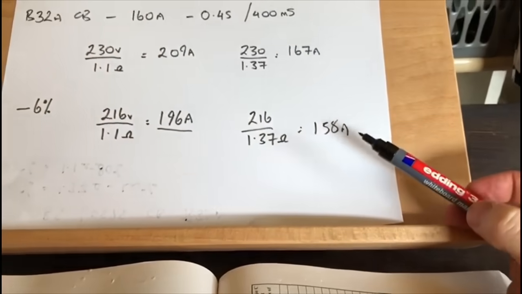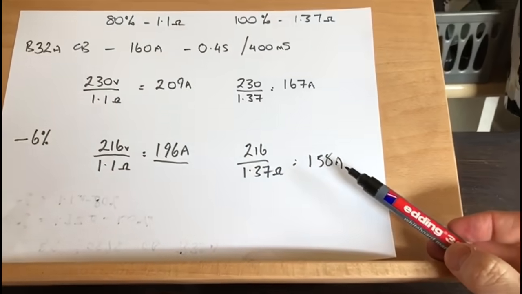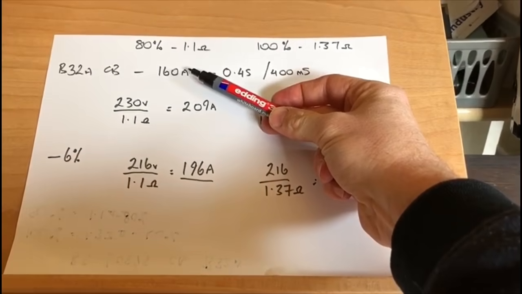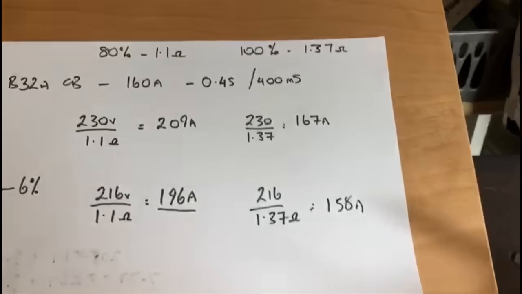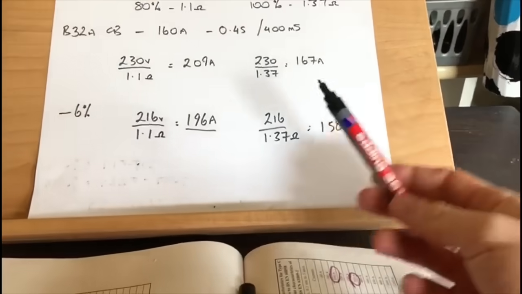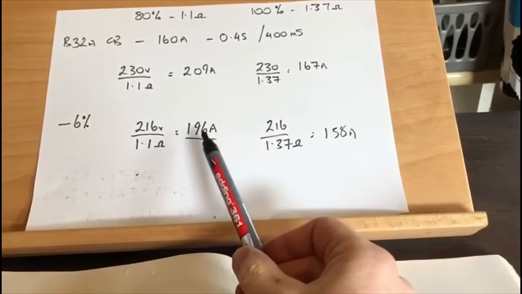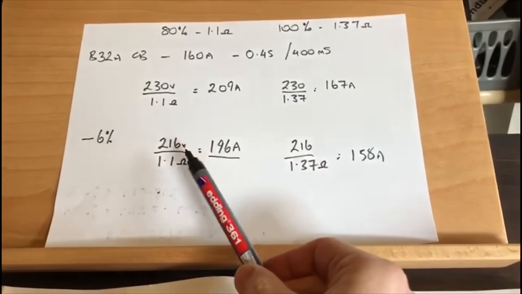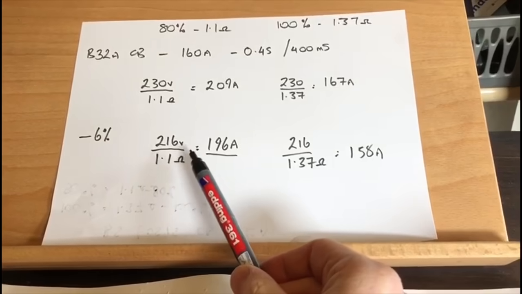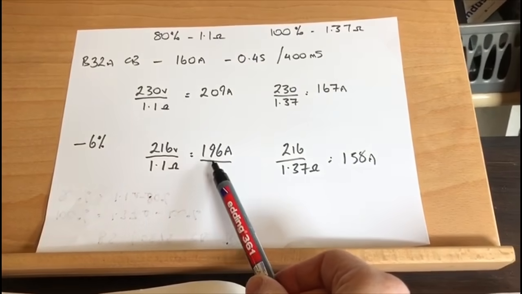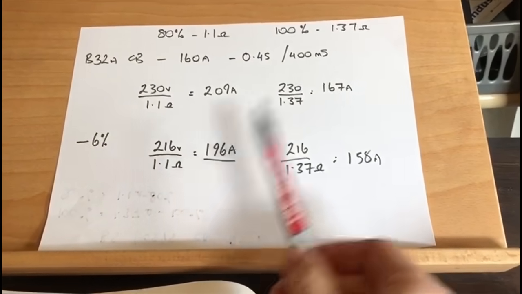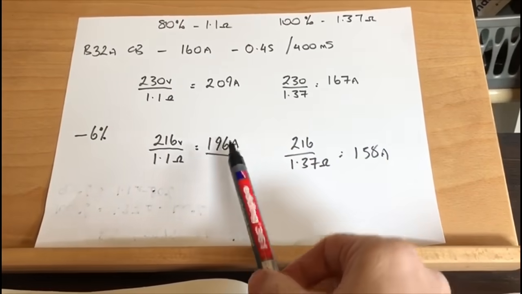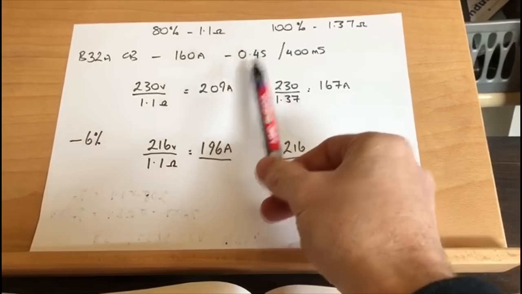Now that would probably still achieve disconnection, but it's below the 160 amps that we know that the circuit breakers are designed to achieve instantaneous. So that's basically why we are always working to the 80% value, because we know that the minimum voltage of 216 will always achieve an instantaneous disconnection. And that's why we mustn't really go above the 80% value, the 1.1.